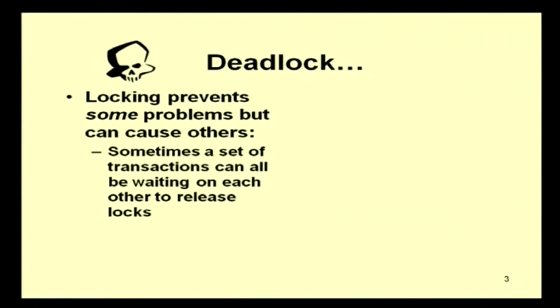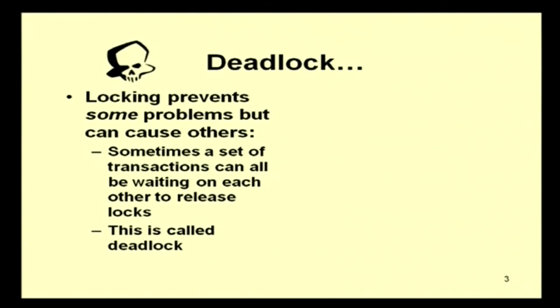Sometimes a set of transactions can all be waiting for each other so that locks can be released. It is like saying this: I want to have a lock, but I have another lock with me. Now, another person wants my lock to be released, but I will release this only when the other person releases his lock, and so on. So a set of transactions can all be waiting on each other to release their locks. This situation is called deadlock.